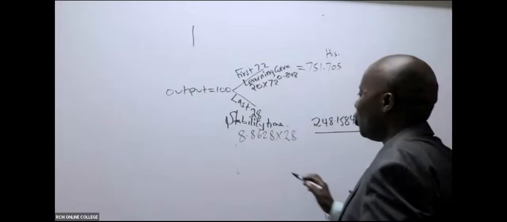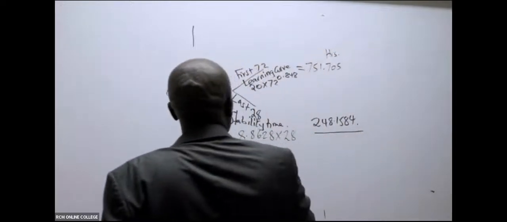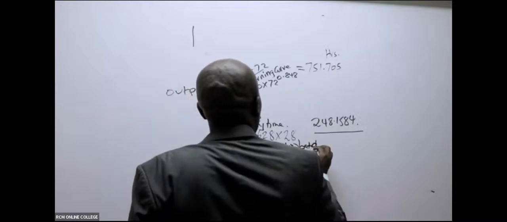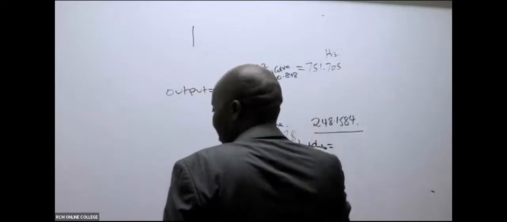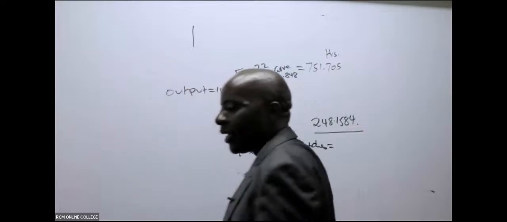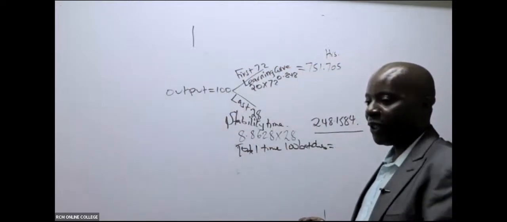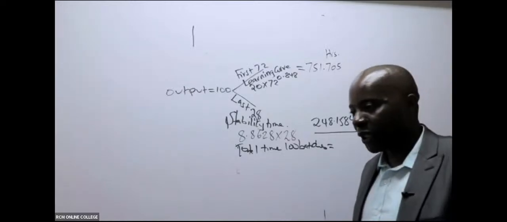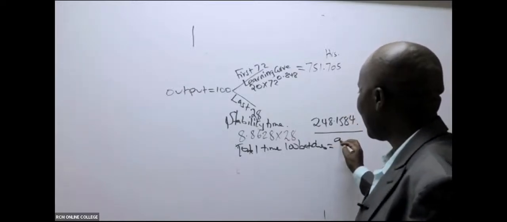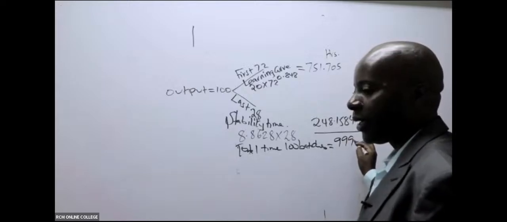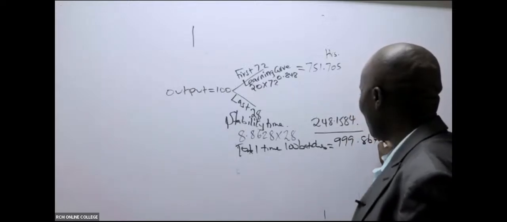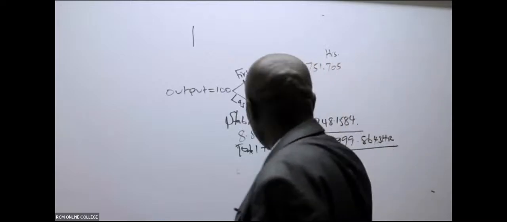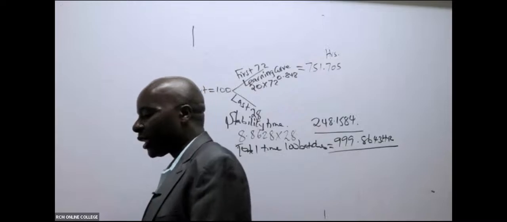will be equal to who? Total time for 100 batches will be this plus this, which gives me what figure? So the first 72, I account for them using the learning curve. The others, I use this. So 999.8643 hours, or just 1,000.